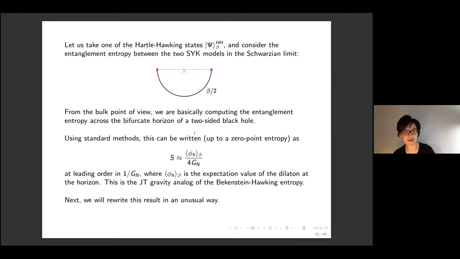So if you do the Gibbons-Hawking thing, you can show that this entanglement entropy can be written, up to a constant, as the horizon value of the dilaton divided by 4G Newton. And this expression of the horizon value of the dilaton over 4G Newton is the analog of the Bekenstein-Hawking area term in JT gravity, where there's no geometric area term because the codimension two surfaces are points in 1+1 dimensions. So these are some of the standard results from 2015 or something. And what I want to do now is rewrite this formula in an unusual way, with an eye towards comparing the new way that I'll write it to a similar looking formula that I'll then get from a compact gauge theory toy model.